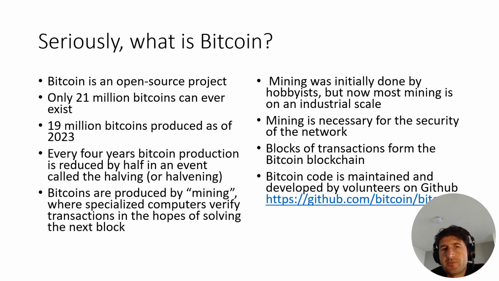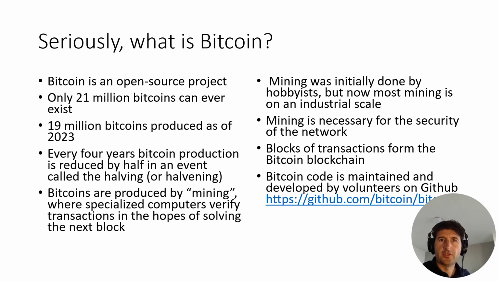So Bitcoins are produced by mining. It's meant to be analogous to gold mining, where specialized computers are verifying transactions in the hopes of solving the next block. Mining was initially done by hobbyists. Anybody can do it. But now most mining is done on an industrial scale in large warehouses where they can get the least expensive electricity to use. Mining, also known as proof of work, is necessary for the security of the network. Blocks of transactions are forming the Bitcoin blockchain, which is always growing, and I'll talk more about that later.